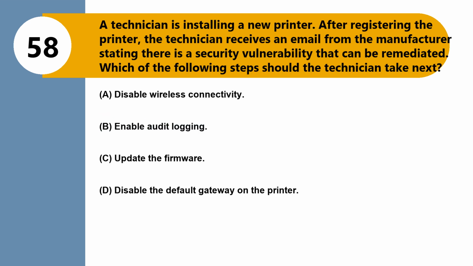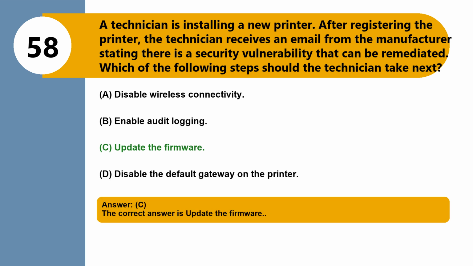Question 58. A technician is installing a new printer. After registering the printer, the technician receives an email from the manufacturer stating there is a security vulnerability that can be remediated. Which of the following steps should the technician take next? Option A, disable wireless connectivity. Option B, enable audit logging. Option C, update the firmware. Option D, disable the default gateway on the printer. The correct answer is option C, update the firmware.